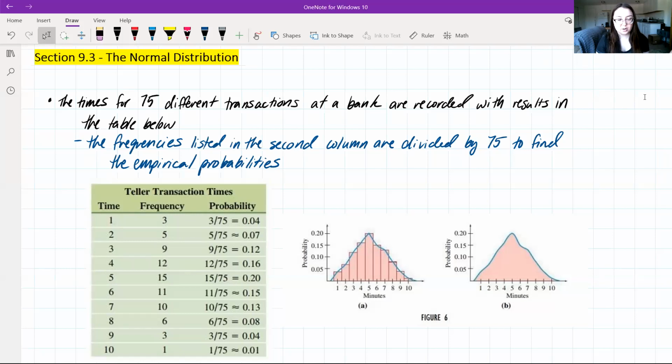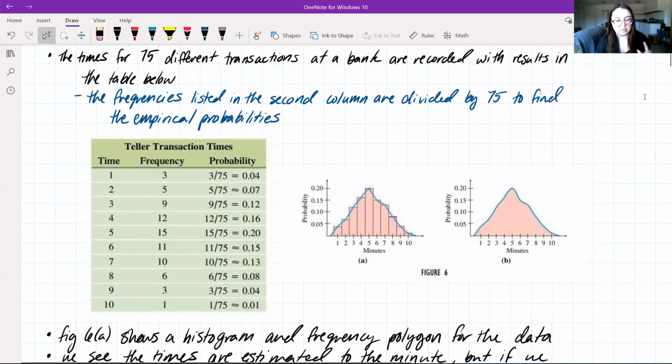So starting with the normal distribution, the times for 75 different transactions at a bank are recorded with results in the table below. The frequencies listed in the second column are divided by 75 to find the empirical probabilities. So normal distributions are going to be the tables that we often see accompanied with histograms and frequency polygons.